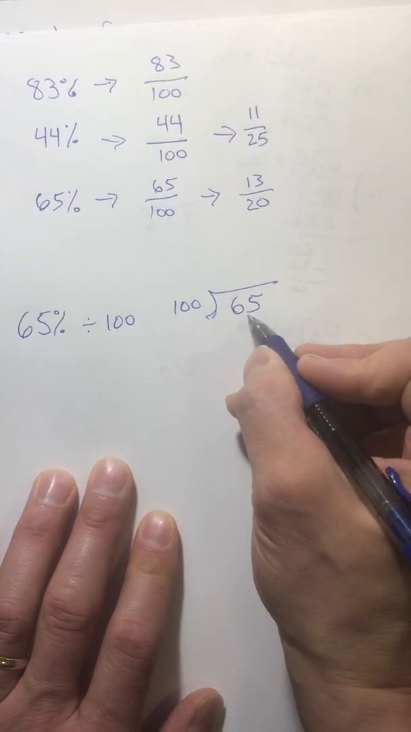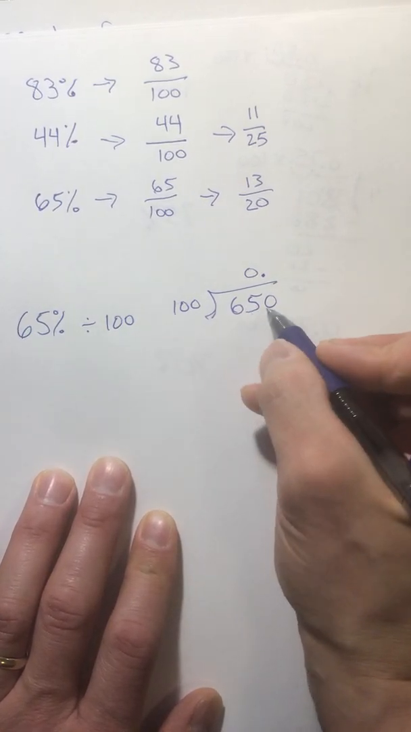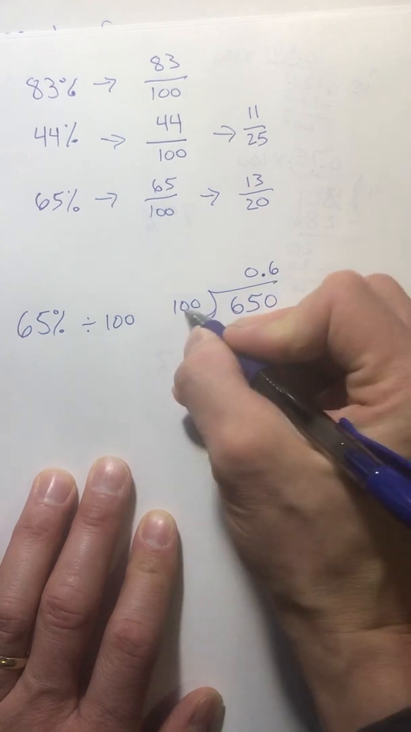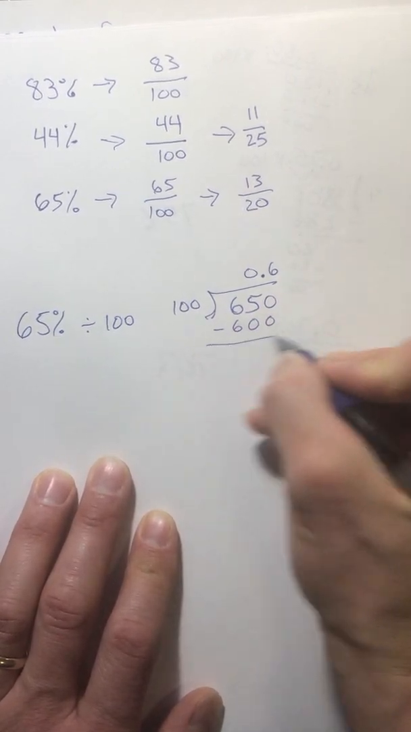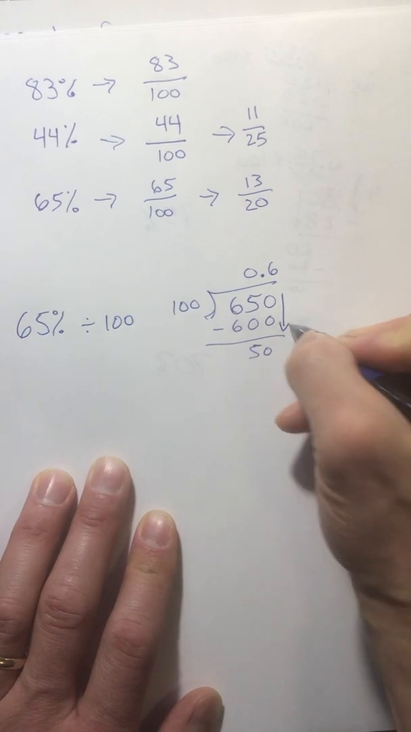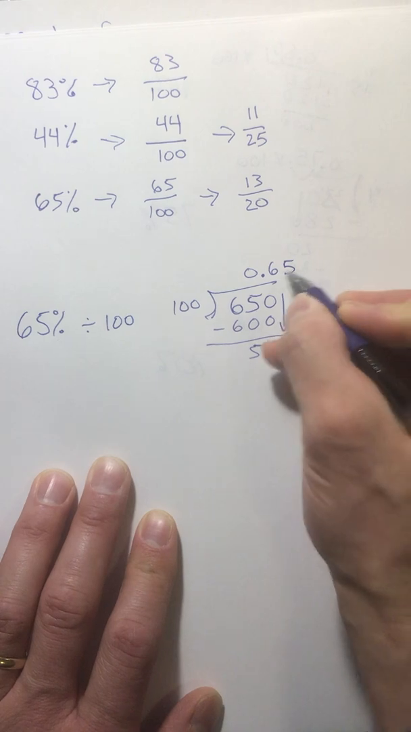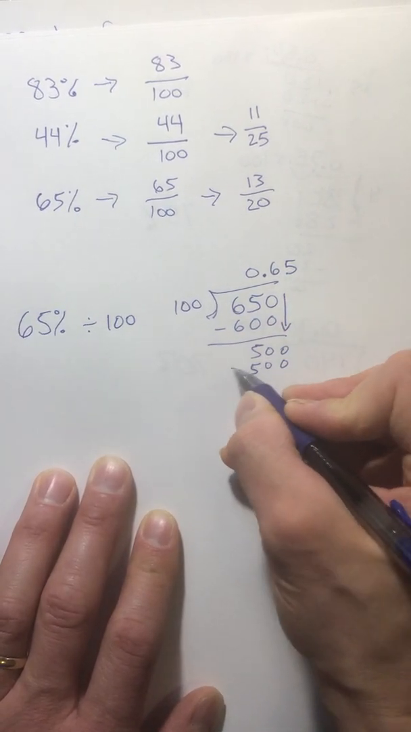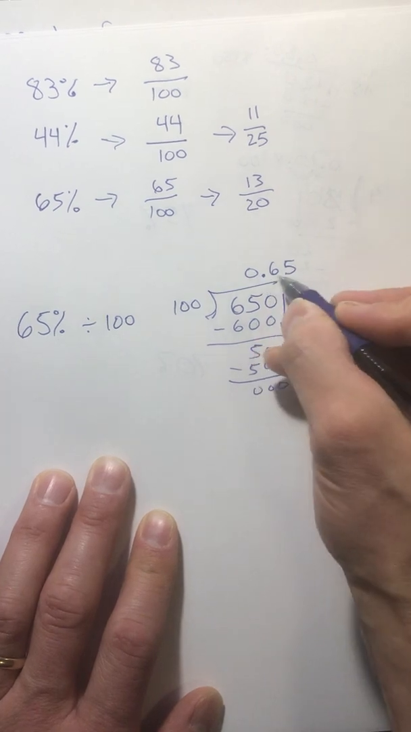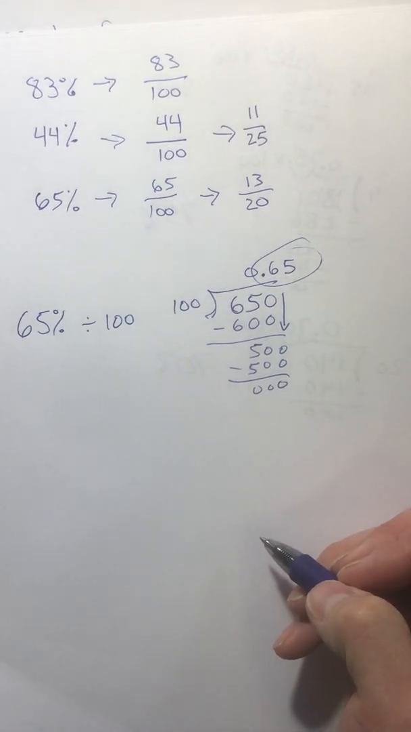We could say, well, 100 doesn't go into 65, put our decimal down, add a 0. 100 goes into 650 6 times. 6 times 0 is 0, 6 times 0 is 0, 6 times 1 is 6. 50 left over, bring down an imaginary 0. 100 into 500, 5 times. 5 times 0 is 0, 5 times 0 is 0, 5 times 1 is 5. We're all done, right? 0.65. That would be our answer. That's one way we can do it.